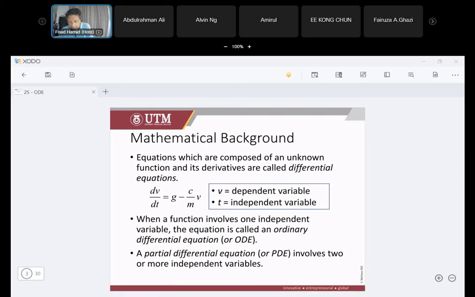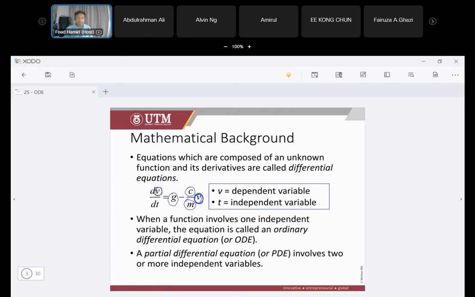So in this case, G is what we call the forcing function. C and M are the parameters, and V is the unknown that we would like to find. And note that V appears in two formats. One is V on its own, and then dV dt.